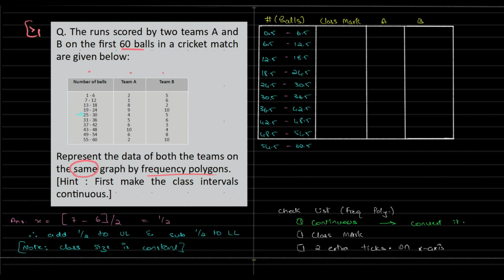And next is class mark. What is class mark? It's the average of the upper and the lower class limits. So this will be how much? 3.5. So since the class size is constant, we can just add 6 to the next set of numbers and we'll get the class mark. So this will be 9.5. This will be 15, 21, 27.5, 33.5, 39.5. Once in a while you can verify so that you know you have not missed anything.